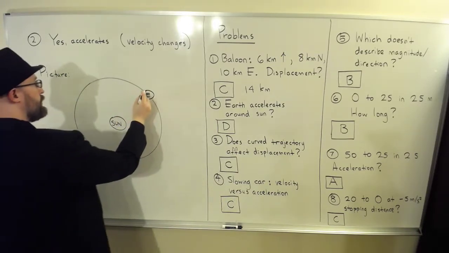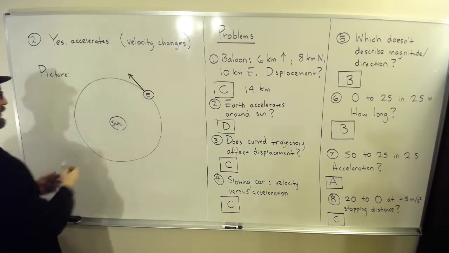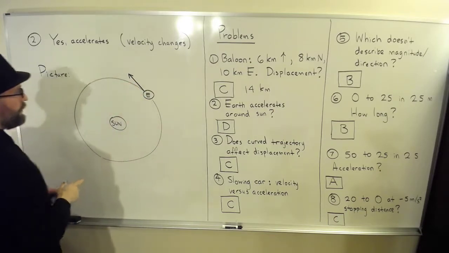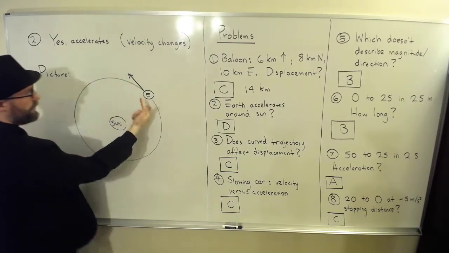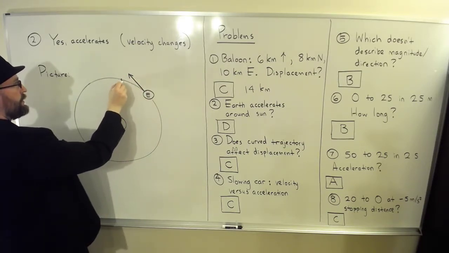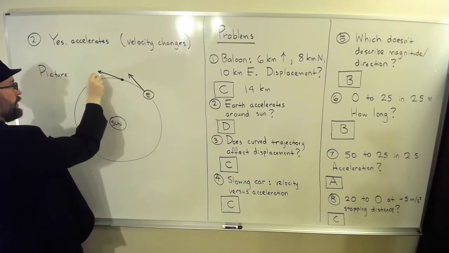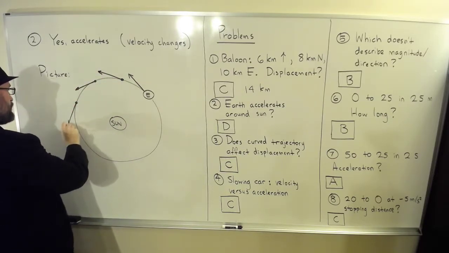Now, if I'm looking at the velocity of the Earth at a given time, the velocity is pointing in this direction because it's going that way. If I was able to stand on the sun, looking out at the Earth, I would say, well, it's going along in that direction. But the velocity doesn't stay the same. When the Earth gets over here, it's moving in that direction. See, the vector is changing.